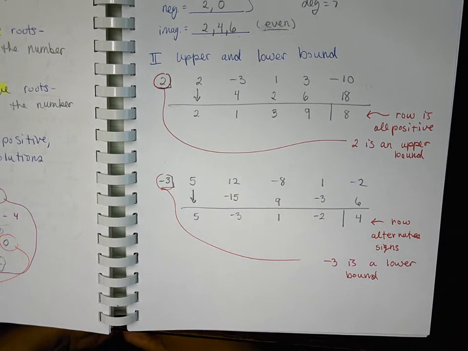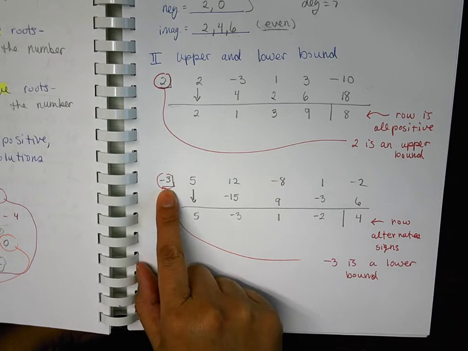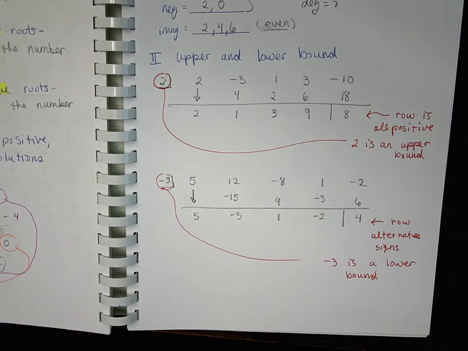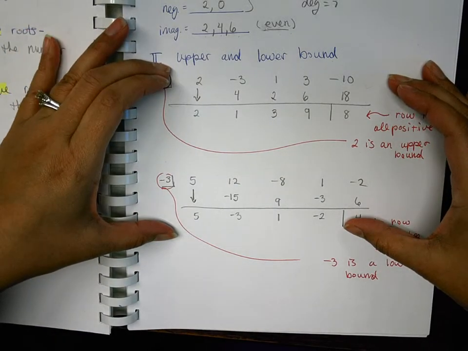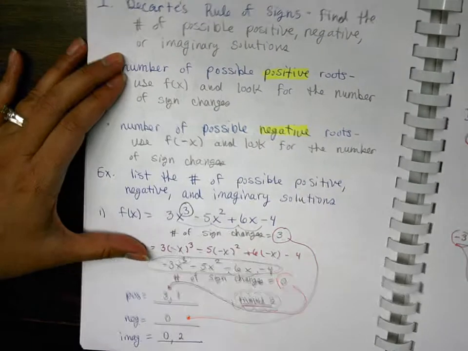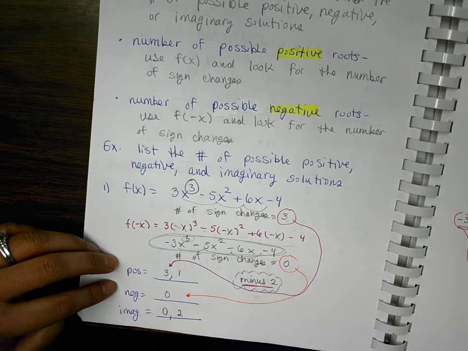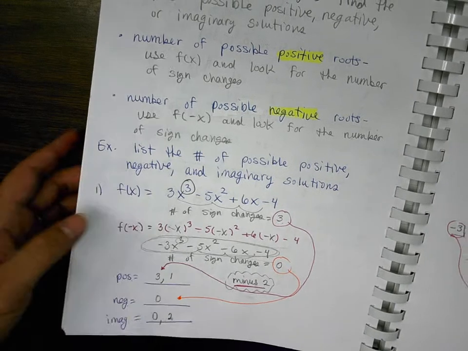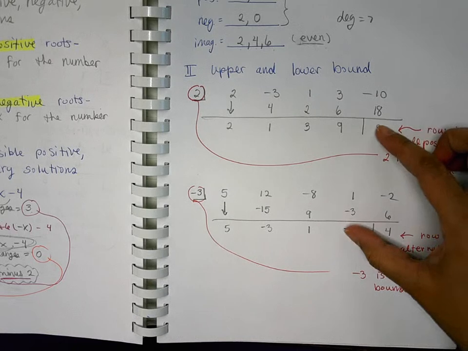So, on the test, they will sometimes just give you freebies. They'll say -3 is a lower bound or +2 is an upper bound. If they just give them to you as freebies, you don't have to test them. You just take them and cross out any numbers bigger than +2 and any numbers smaller than -3. And it makes your list even smaller. So we have tools now. Will this make our list smaller if they give us upper and lower bounds? Will this make our list smaller if we know how many possible positive, negative, or imaginary solutions we should have? Yes.